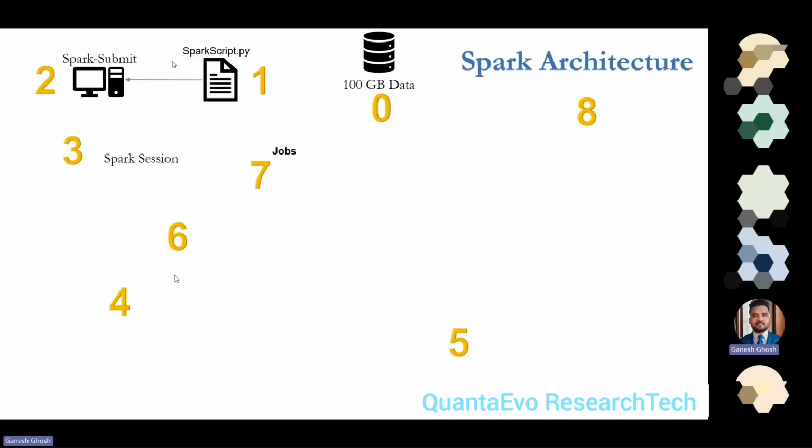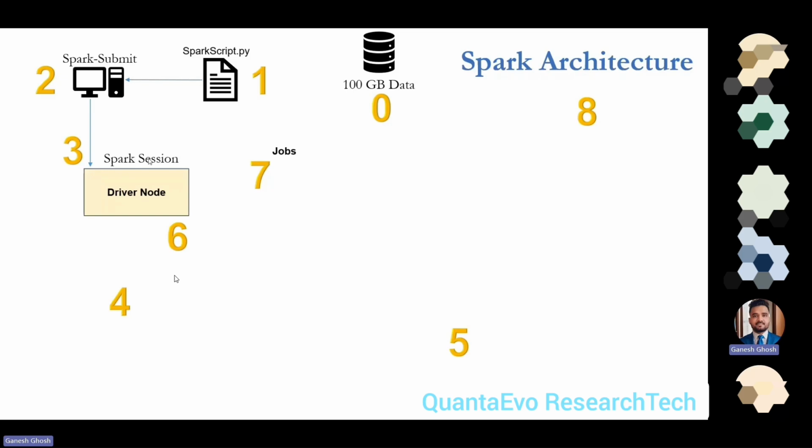When we submit that, it will create a Spark session in step 3, and it will create a driver node. While submitting the Spark application itself with the script, we'll specify how many resources we'll need for the driver, like how much RAM or core processor. We'll submit those details while submitting the Spark application itself.